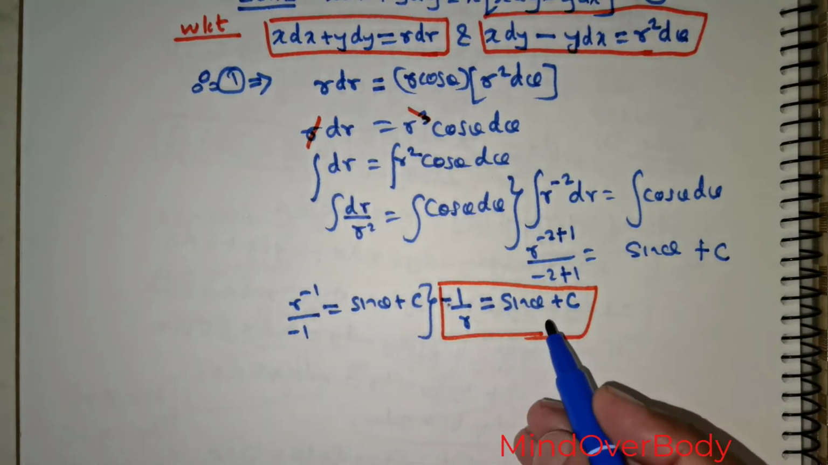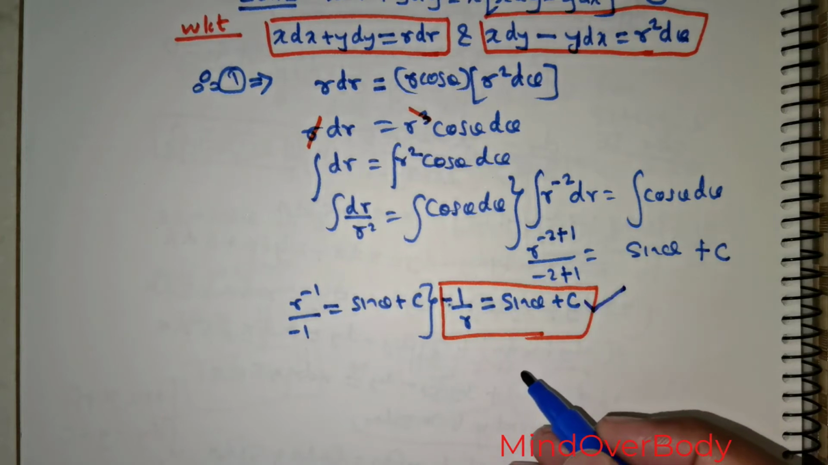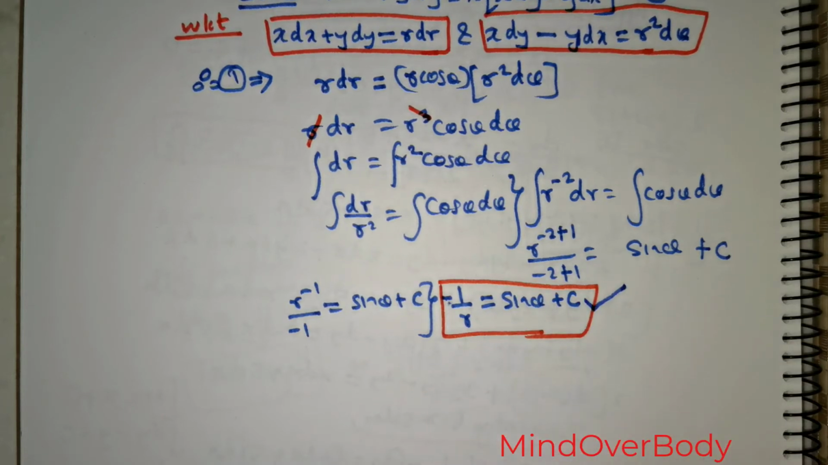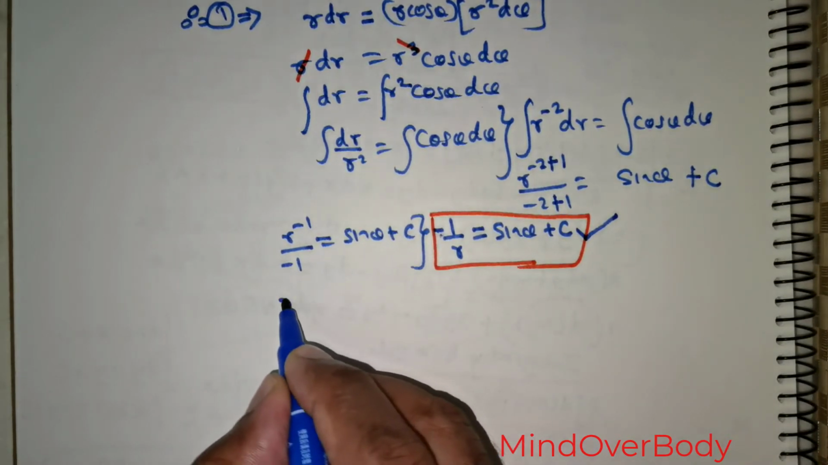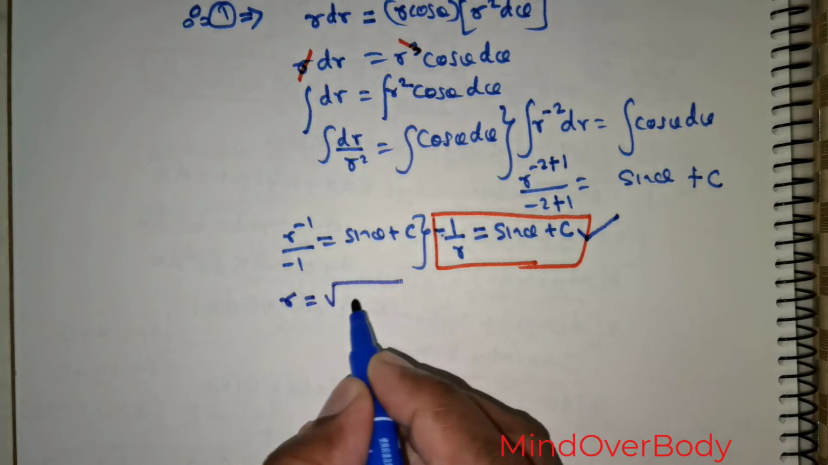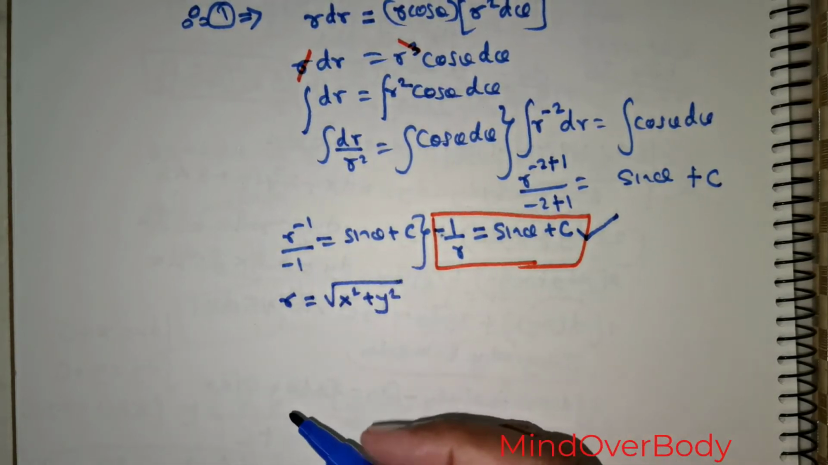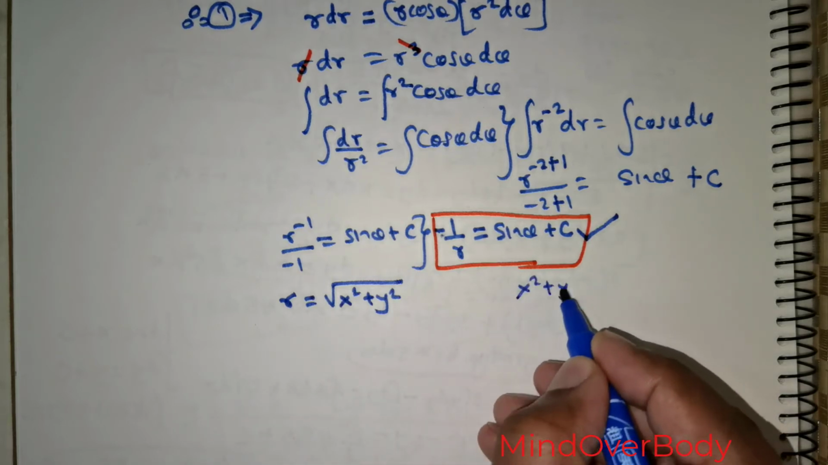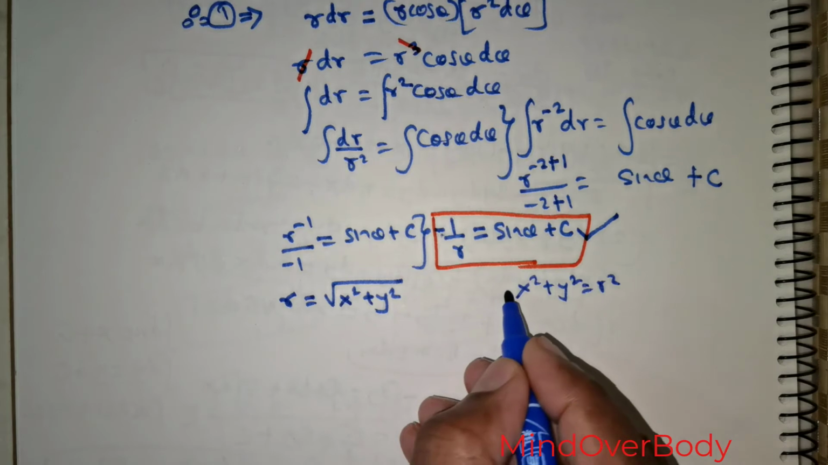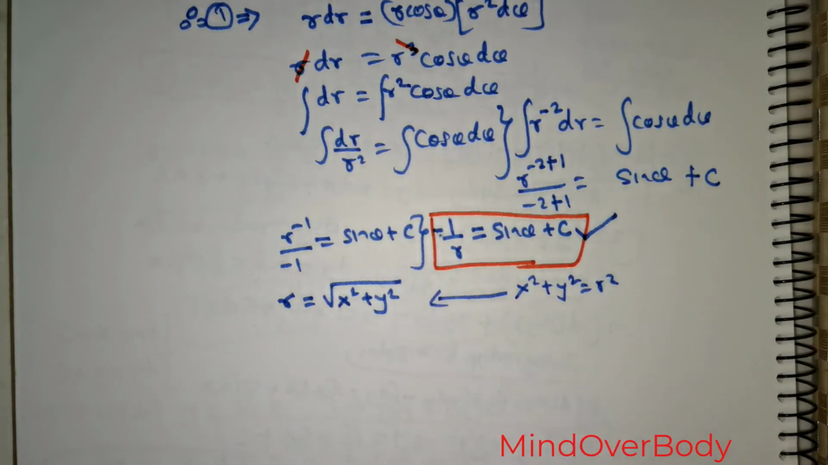Now if the question is given in polar coordinates, then this is the right place to stop. If it is given in Cartesian coordinates, then it is imperative to know that r is equal to root of x squared plus y squared. We have already seen this because x squared plus y squared is equal to r squared. So therefore I can write r as root of x squared plus y squared.